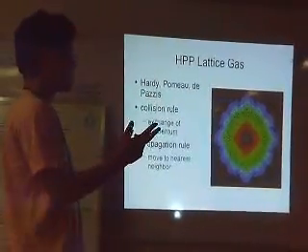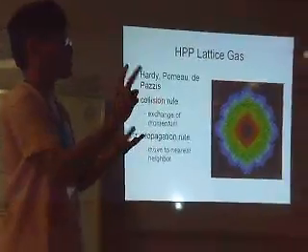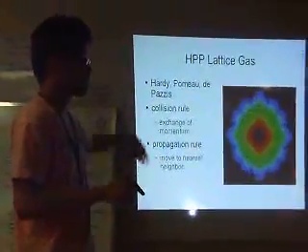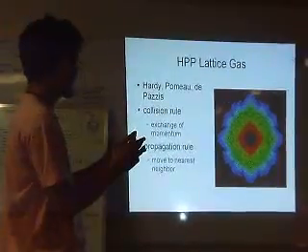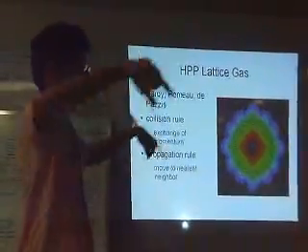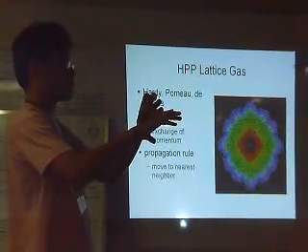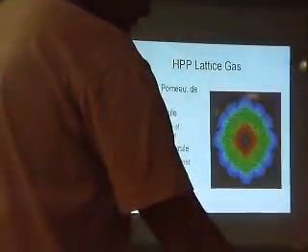So in HPP lattice gas automata, you have an alternating series of collision and propagation rules applied. By the time you introduce a new particle in a 40% density solution, you'll see that it will diffuse after a few iterations.